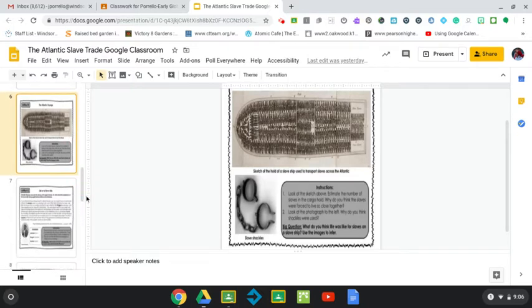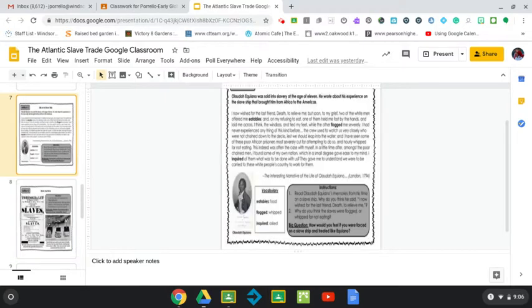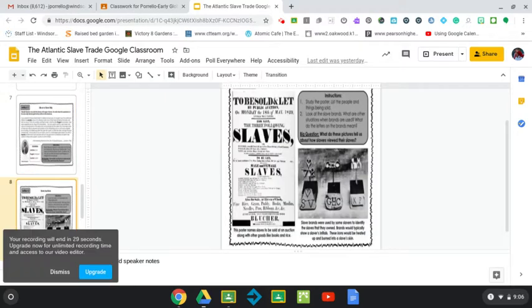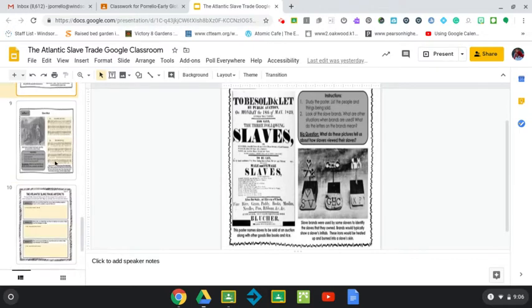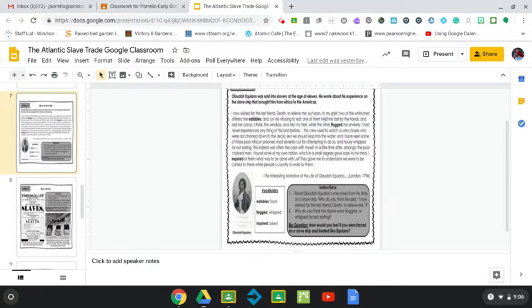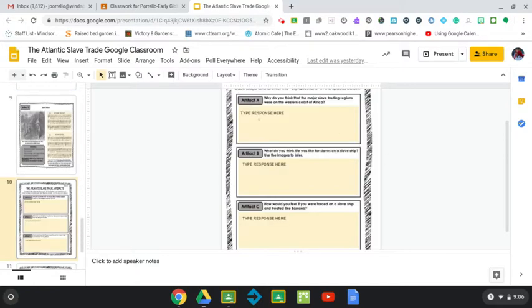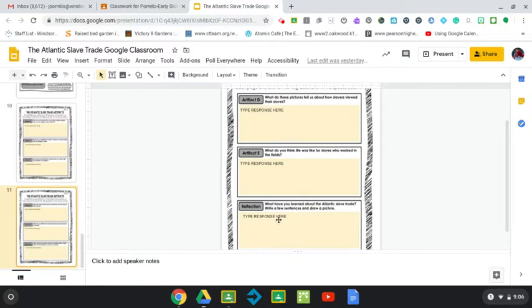Okay, so you'd go through the rest of the artifacts. You've got artifact C, a slave recounting his experience. Artifact D, which would be slave auction items. And then, of course, artifact E, slave life once you were sold as a slave. Answer the big questions here for each one, where it says type your response. And then the final thing is your reflection. Just tell me, what have you learned about the Atlantic slave trade? Okay, I am always available if you need help.